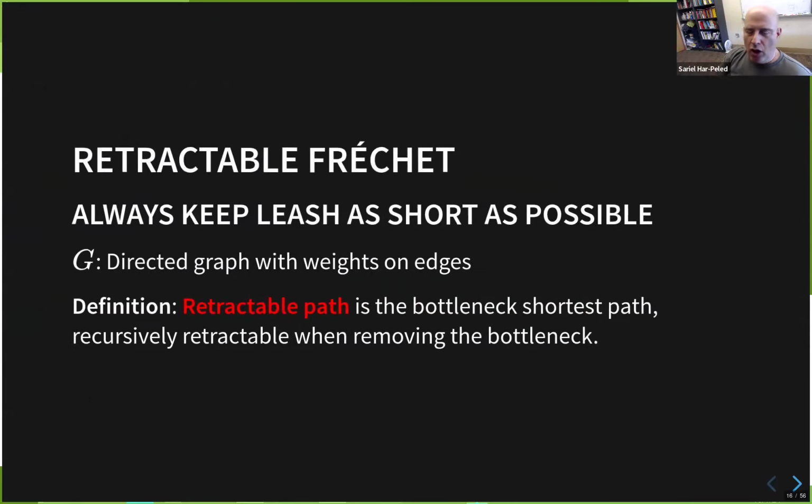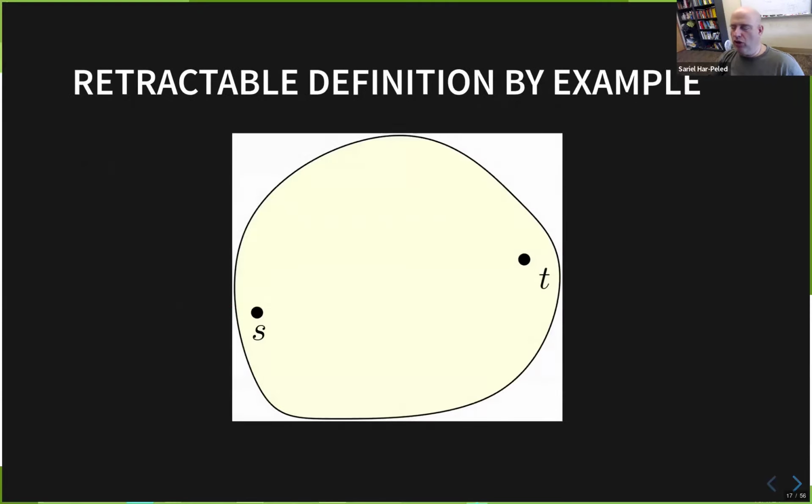Okay, but we want something that is better, right? Because minimizing the bottleneck, the maximum, is not enough, right? We want something better. So you want the retractable Fréchet distance or retractable morphing. And intuitively, what it is, is that we would like to walk the dog, but we have a retractable leash that always tries to be as short as possible, right? And the idea is to define it recursively, right? So what do I mean by that?